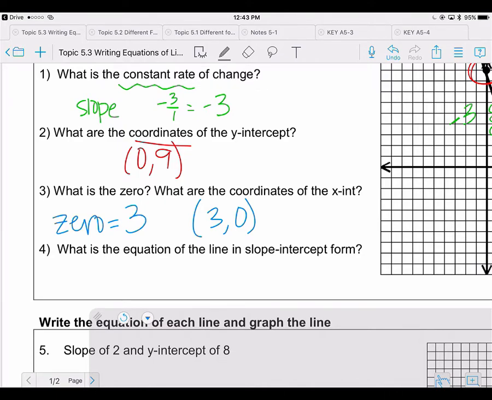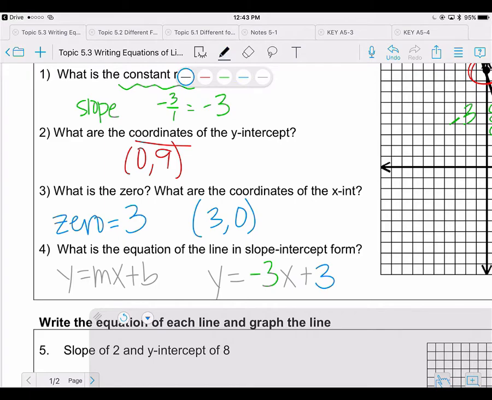And then they ask for the equation of the line in slope-intercept form. So remember, that's y = mx + b. So we found m to be -3 and b to be +3. So my whole equation would be y = -3x + 3.